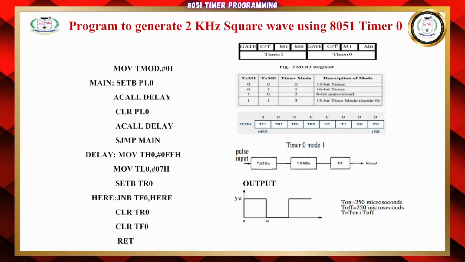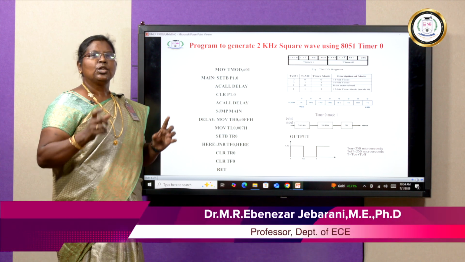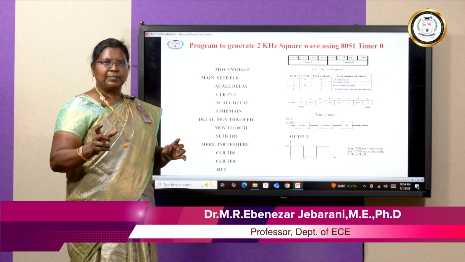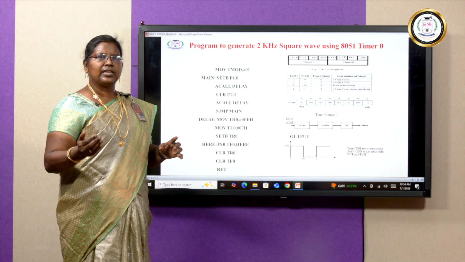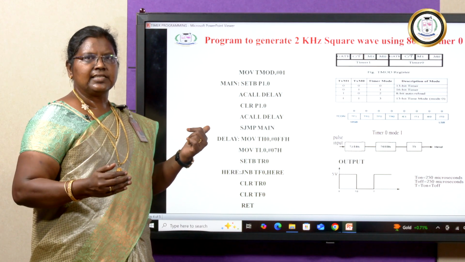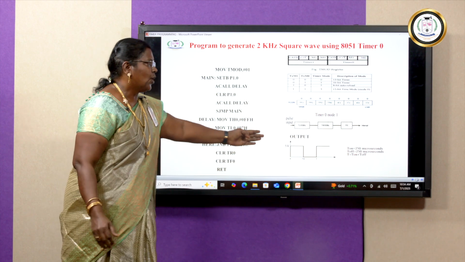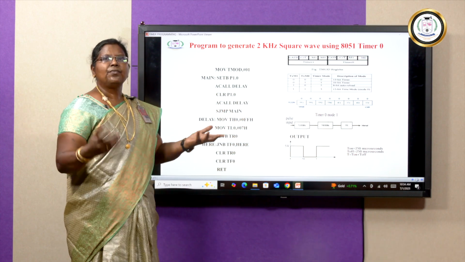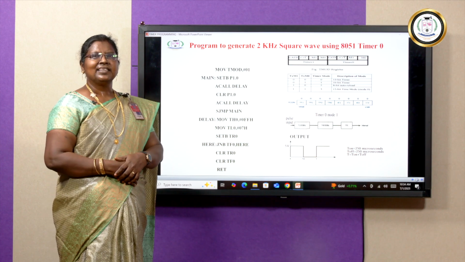So again 1, 0, 1, 0, it generates the square wave with an on time of 250 microseconds and an off time of 250 microseconds, a total T equal to 500 microseconds, which gives f equal to 1 by T, which is 2 kilohertz. So in this lecture we generated a square wave of 2 kilohertz frequency with the help of the timer. We saw the output displayed here and how TF0 is generated. With this we are completing the lecture. Thanks for watching.